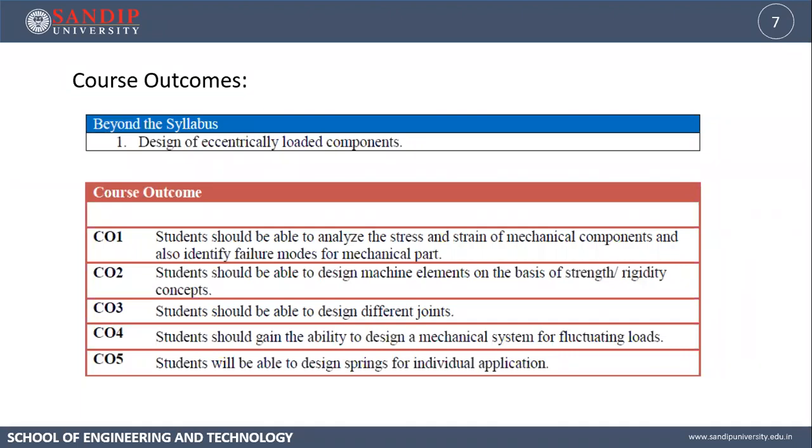Students should be able to analyze the stress and strain of mechanical components and also identify failure modes for mechanical parts. Second outcome is students should be able to design machine elements on the basis of strength, rigidity concept. So after this, you should be able to design the small components. Then students should be able to design different joints, bolted joints, welded joints, etc. Students should gain the ability to design a mechanical system for fluctuating loads, and students will be able to design springs for individual applications. So these are the outcomes expected from this particular course.